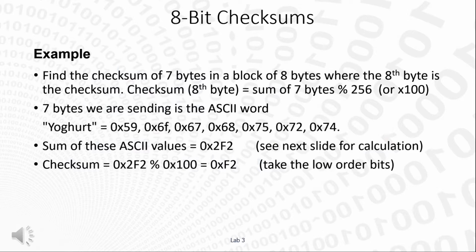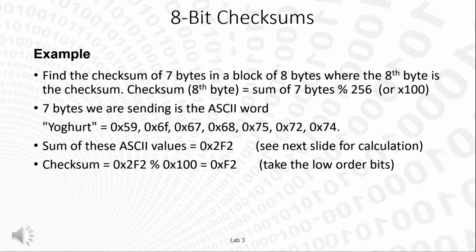Let's look at an example. Imagine we have a block of 8 bytes, where 7 bytes are data and the 8th byte is the checksum. We have 1 byte to represent and use in the checksum. 1 byte can represent a range from 0 to 255. So the modulus operation used to compute the checksum from the sum would be the sum of the 7 bytes in the data mod 256.